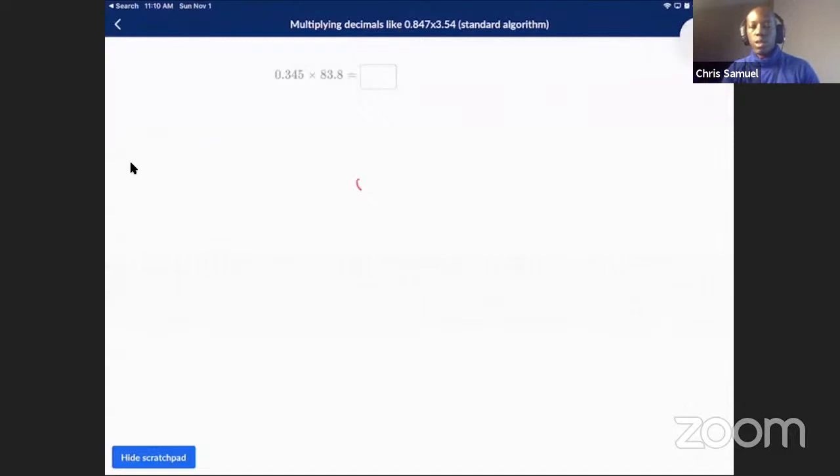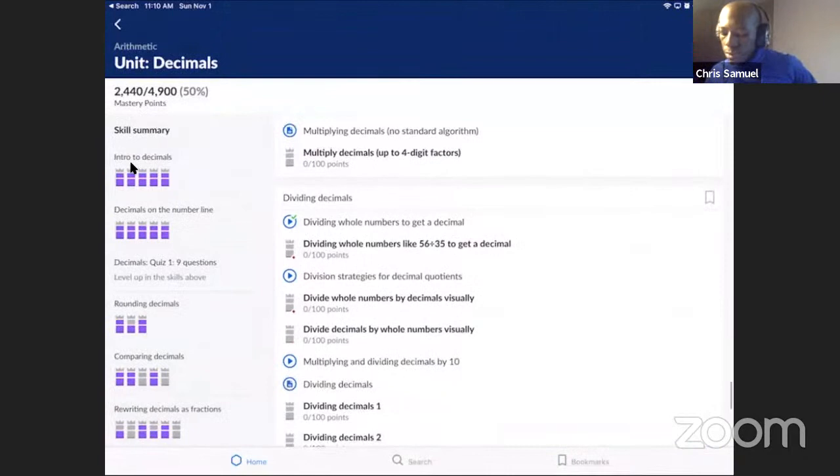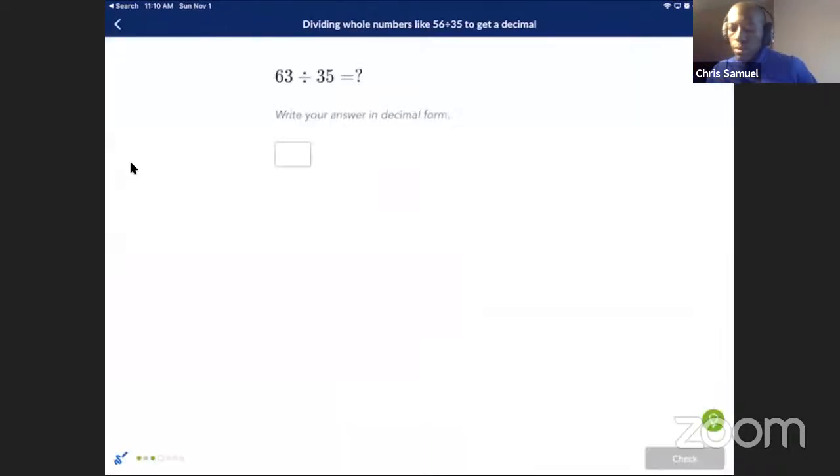So I'm going to go ahead and end this particular problem and go to dividing, so we can look at the strategies for that.